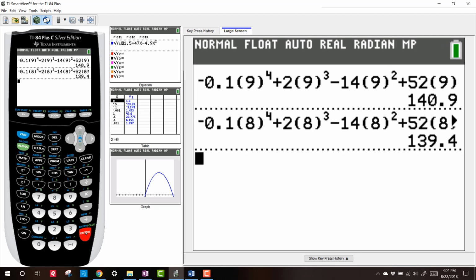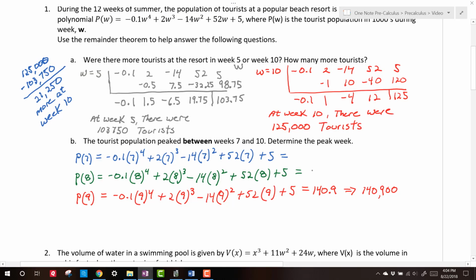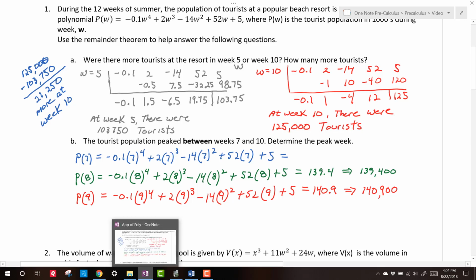Hit enter again, and voila, 139.4. Alright, so I know at week 8 there were 139.4. I bumped that over 3 places, and that's 139,400. Alright, so obviously week 9's winning at this point. Let's check week 7 and see what's going on there.